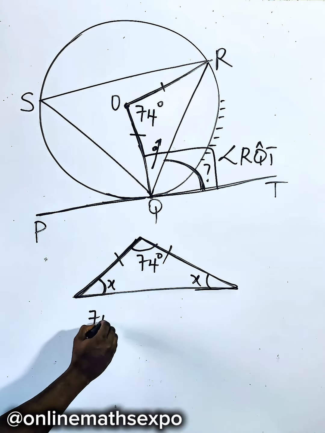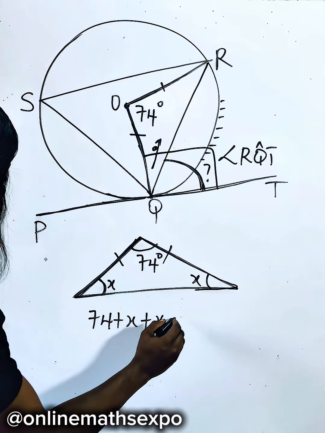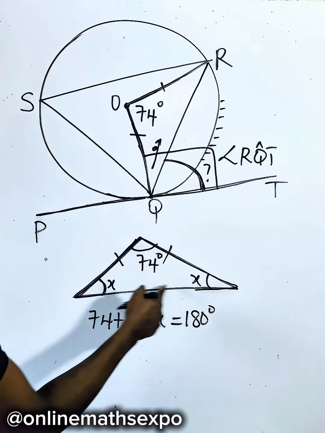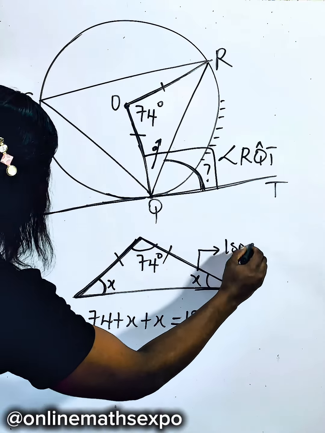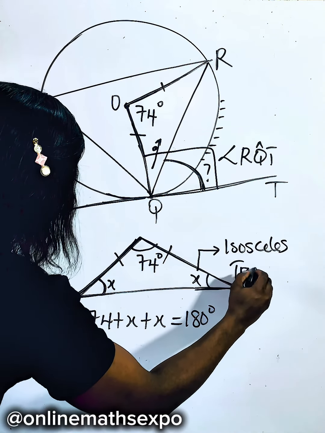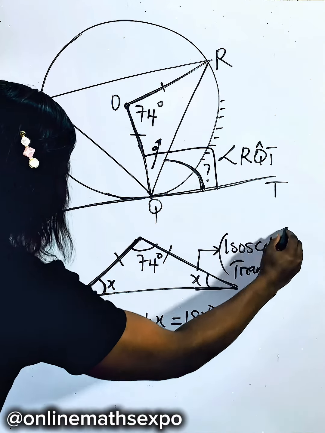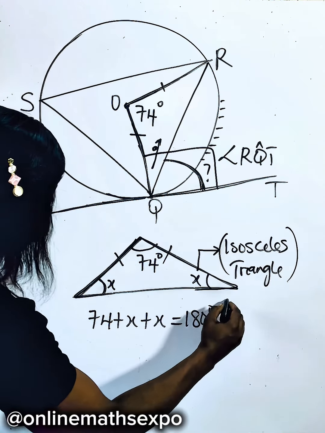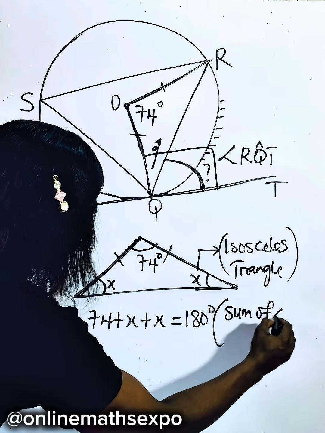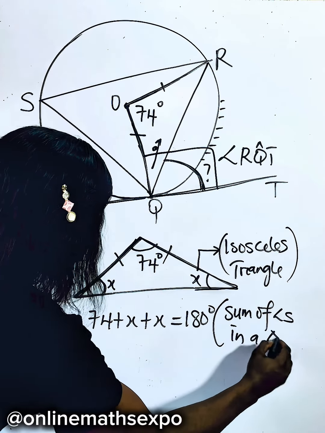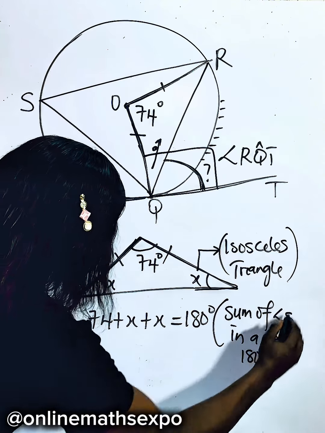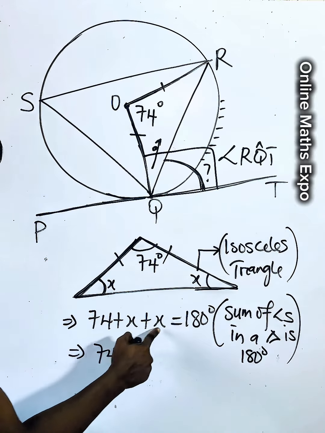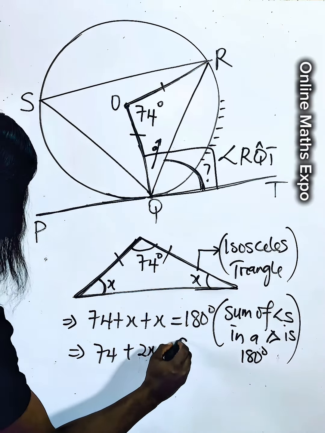So we're going to have 74 plus 2x is equal to 180 degrees. Why are we having these two places as x? It is because it is an isosceles triangle. That is our reason for having it, because for an isosceles triangle, the base angles are the same. So why do we sum this to 180? Because the sum of angles in a triangle is 180 degrees. Did you see? So let's work this out. We have 74, x add x is 2x, is equal to 180.